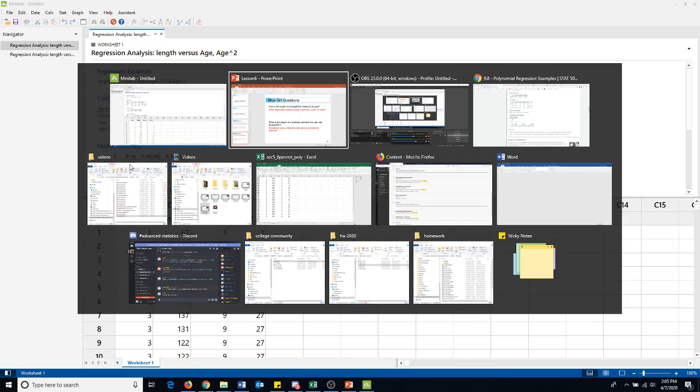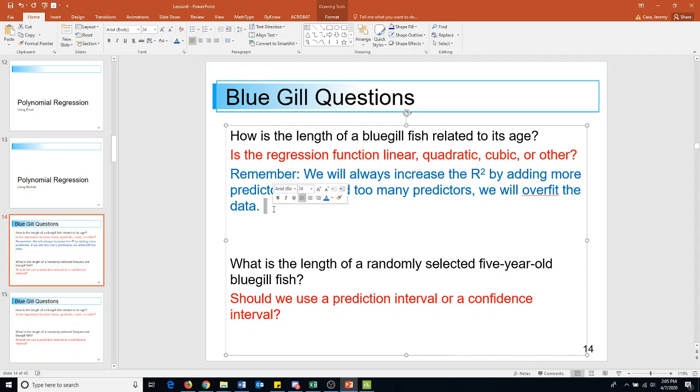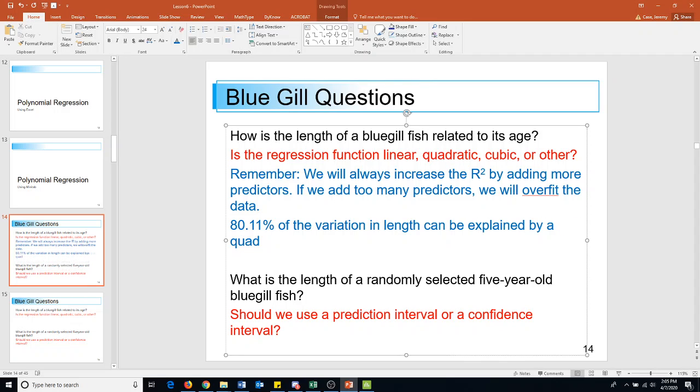Just want to remind you that we will always increase the r squared by adding one more predictor. And here we increase it by 0.01%, but still. And if we add too many predictors, we will what's called overfit the data. And so we're putting in too much noise to get the signal, so to speak. So what we could say at this point is that 80.12 or 11% of the variation in length can be explained by a quadratic function in age.